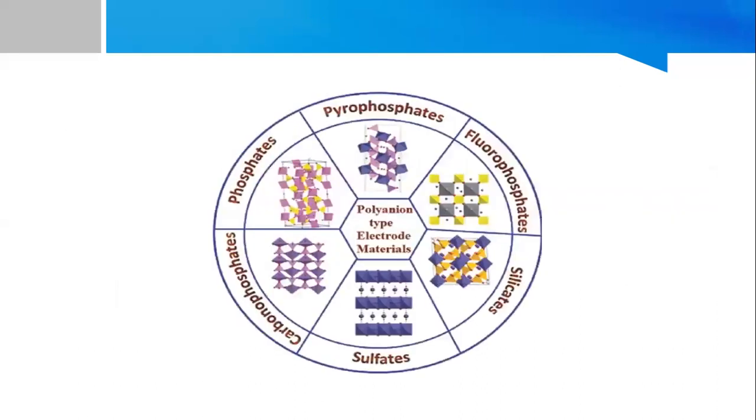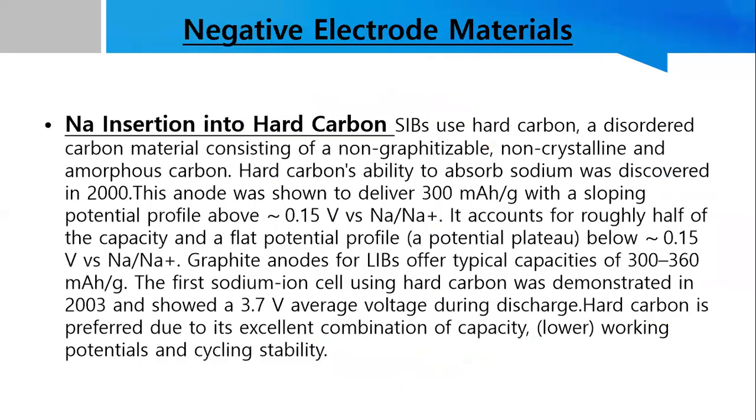So this is a short description of polyanion type electrode materials. It can contain pyrophosphates, fluorophosphates, silicates, sulfates, carbonophosphates, and the phosphates. So it can have a variety of phosphates. So moving towards the next slide.